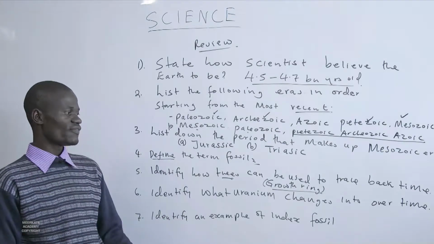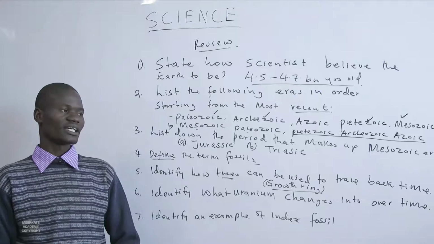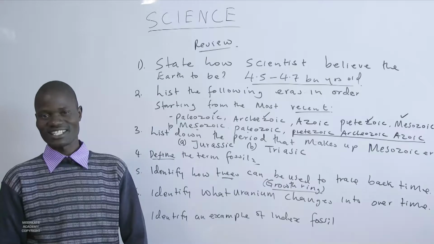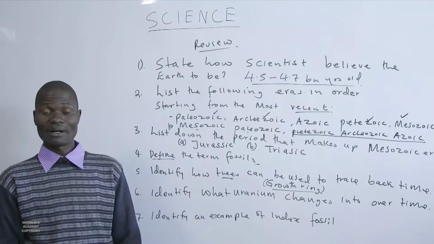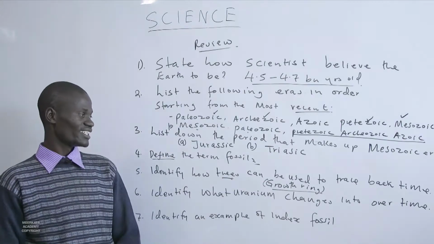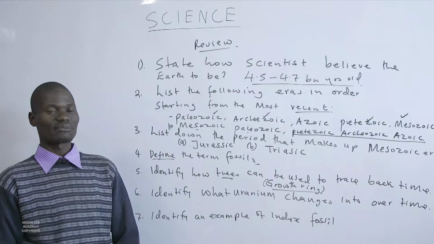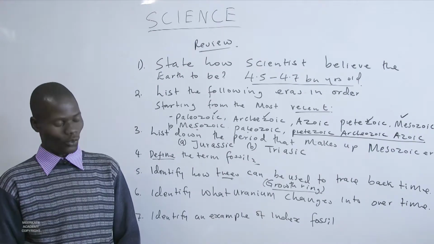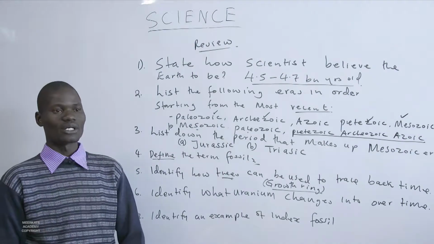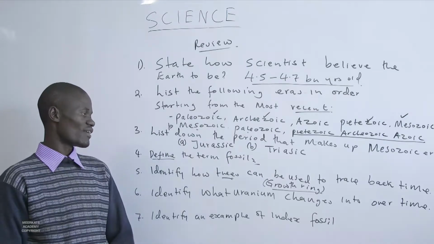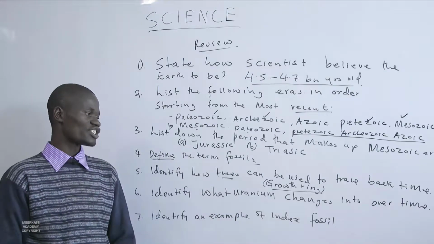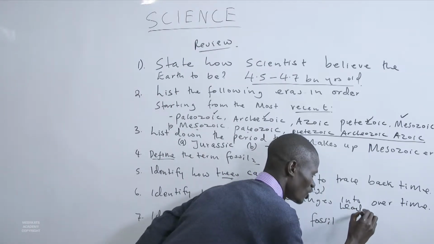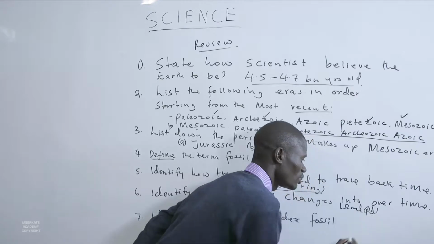Question 6. Identify what uranium changes into over a period of time. Try to answer that one. Perhaps you will remember quickly, uranium over a period of time changes into lead. When we bring it under radiometric dating, we find that it changes into lead. This is the lead, or we can also use the chemical symbol.